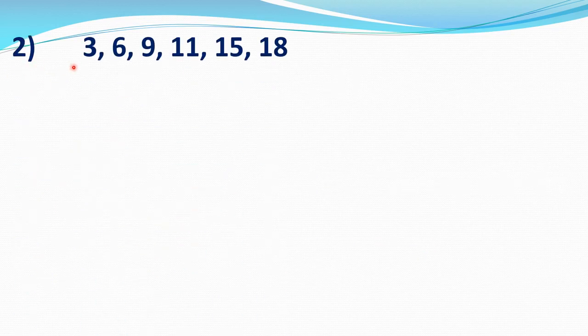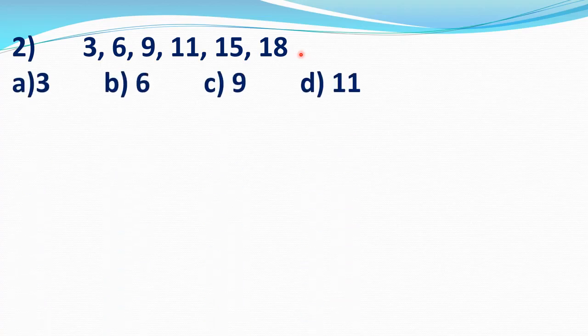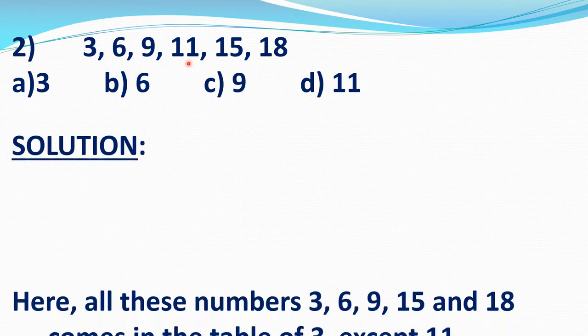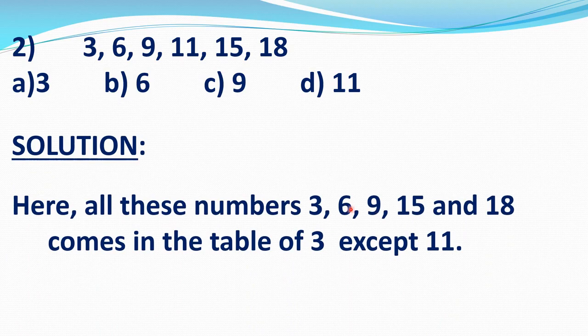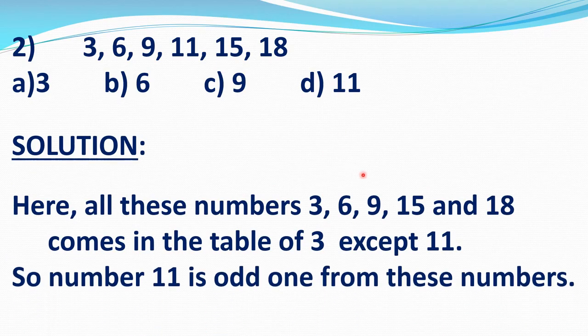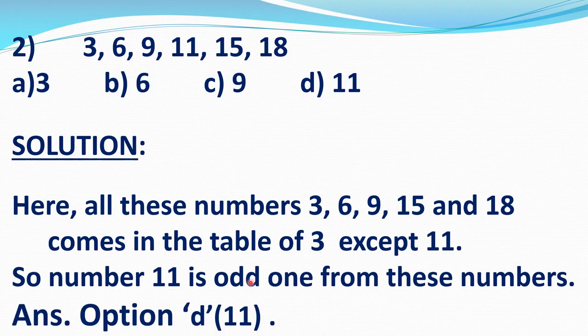Now in question number 2, it is given 3, 6, 9, 11, 15 and 18. So here again we have to find out the odd one. So options are A 3, B 6, C 9 and D 11. So here you can see that all these numbers come in the table of 3 except 11. है ना? 11 को छोड़कर ये सभी नंबर हमारे 3 की टेबल में आते हैं. So option number D is correct. Okay, 11.